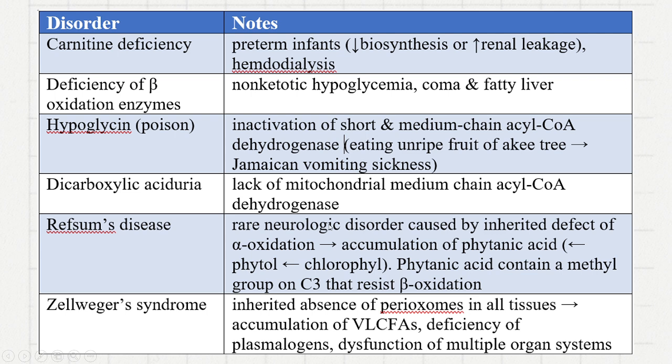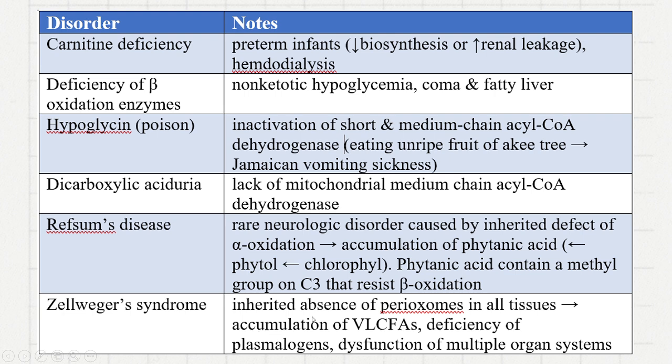Refsum disease is a rare neurologic disorder that is caused by an inherited defect of alpha oxidation. It results from accumulation of phytanic acid that comes from phytol, that comes from chlorophyll. So, following ingestion of chlorophyll, this chlorophyll will produce phytol, phytol will produce phytanic acid. Phytanic acid will have to be oxidized by alpha oxidation. If there are no enzymes of alpha oxidation, then this acid will accumulate. Phytanic acid has a methyl carbon on the third carbon, and that is why it is not accessible for beta oxidation. It needs alpha oxidation.